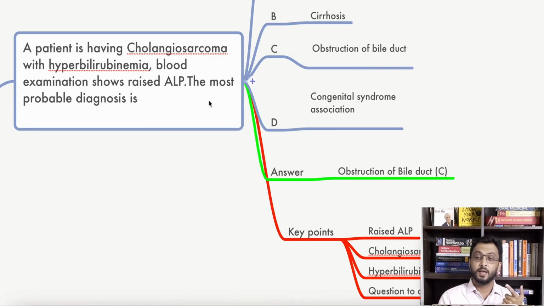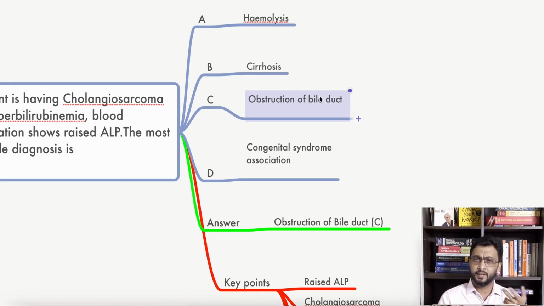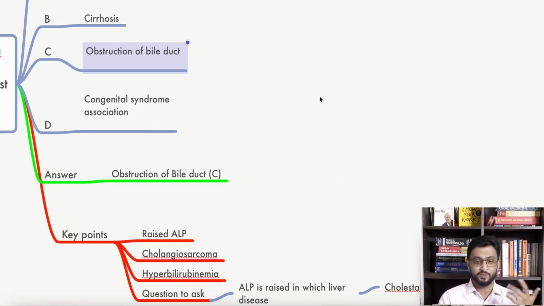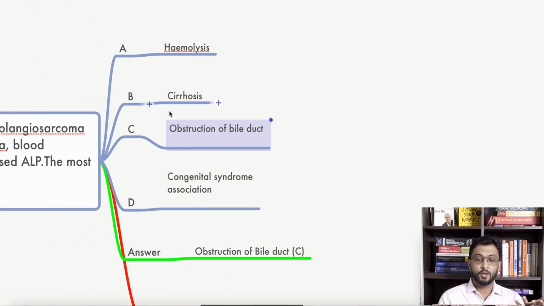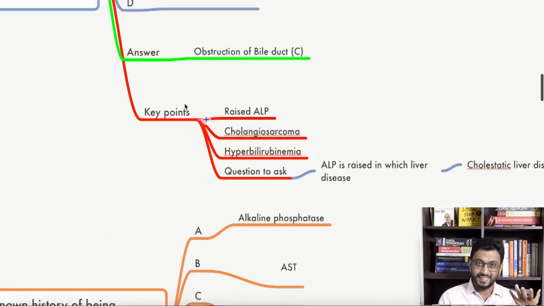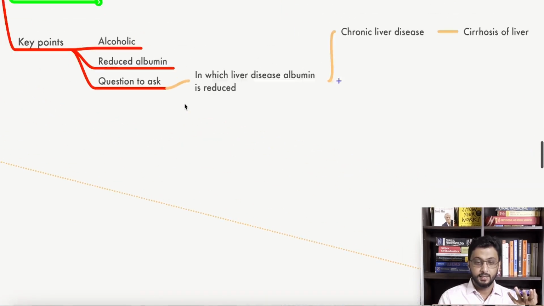Raised ALP, which of the following? The answer is obstruction of bile duct. Here they can put any other cholestatic liver disease, cholangitis or biliary atresia. And it is not seen in cirrhosis. It is seen in cholestatic liver disease. So that's basically the examples.